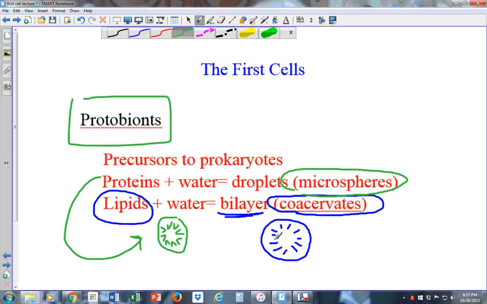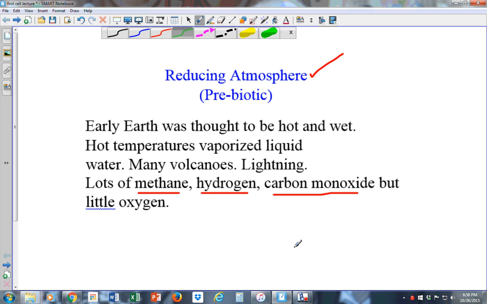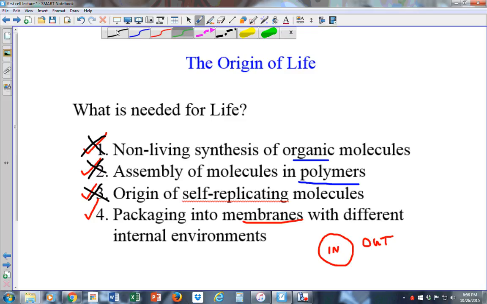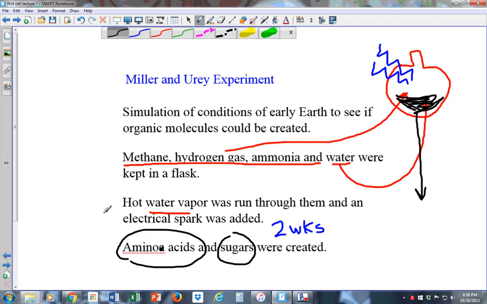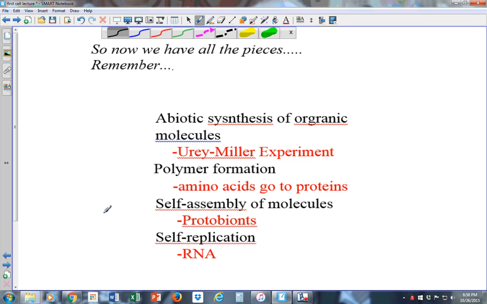protobionts. And once you've got a membrane situation, then all sorts of stuff can start going on here, separate from the outside. Okay, and now we've established a way that all four of these conditions could be met to start the first primitive cells, protobionts. Does that mean that it was actually this way that things happened? Not at all. But it could have happened this way.